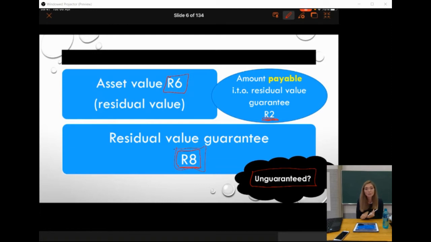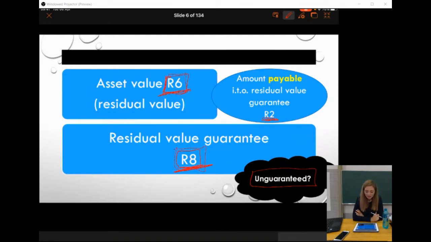In a situation like this, there will be no unguaranteed residual value, because if the lessor knows at the beginning of the lease that the asset is probably only going to be worth R6 at the end of the lease term, but the residual value guarantee is R8, then there's no unguaranteed portion, because the asset is actually going to be worth less than the residual value guarantee.